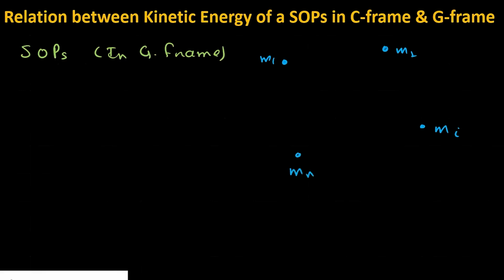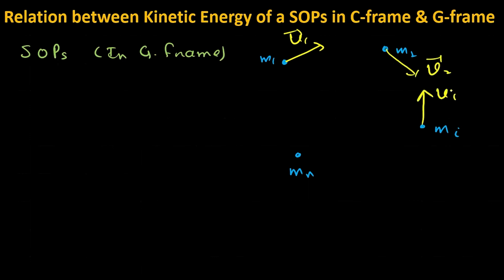These masses are moving with velocities, say v1 vector. These are velocities in the ground frame. V2 vector, something like this. This is a vi vector, and the nth particle may be moving with vn vector. And then the center of mass may have some velocity. Suppose there is a center of mass, and the system's center of mass has a velocity, say vcm.